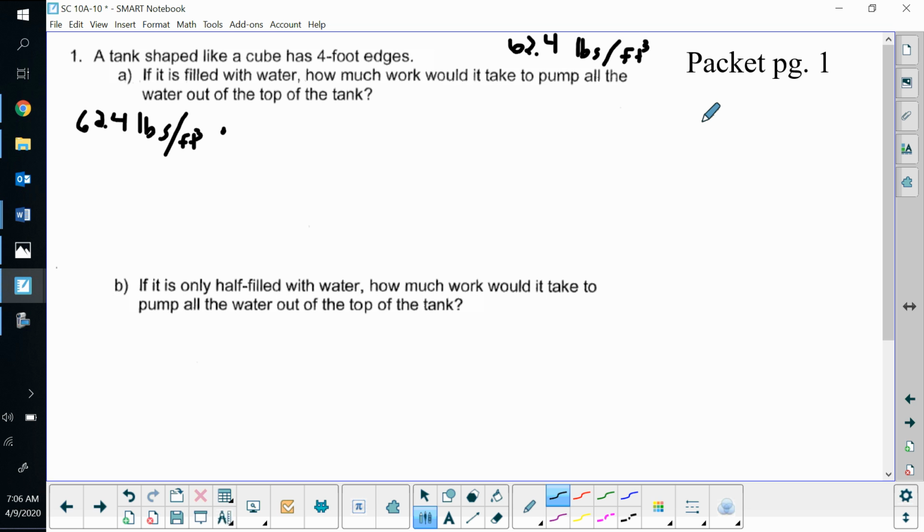So when we draw our pictures, if you have rectangular prisms or cubes, you want a corner at the origin. Cones, you want the point at the origin. If you have a sphere or a cylinder, you want the center of the circular part to be at the origin. So here is our cube that we're working with.